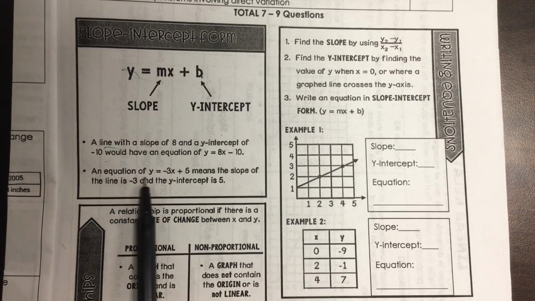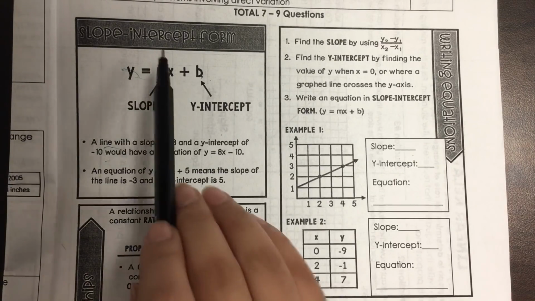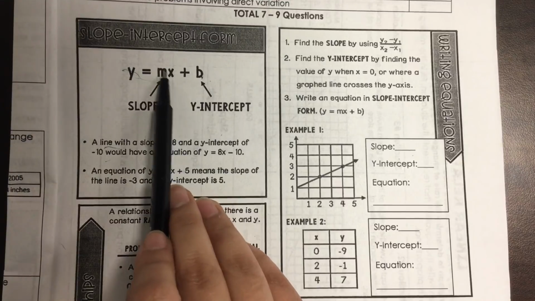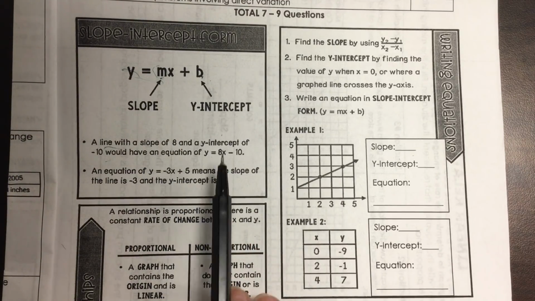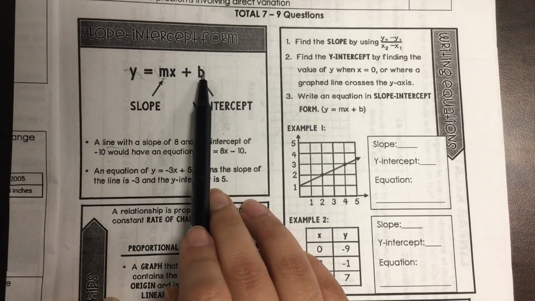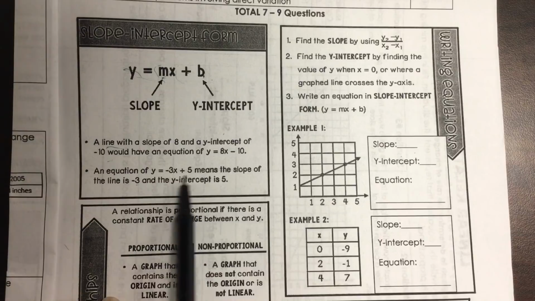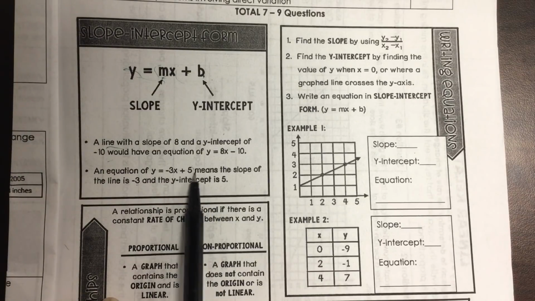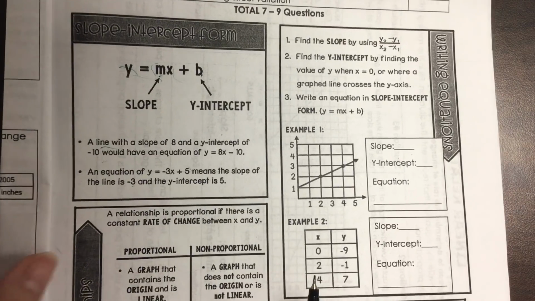Another example, an equation of y equals -3x plus 5 means that the slope is -3. So if we look, m is attached to x, so that's going to be our slope. Here, the -3 is attached to x, so we know that's our slope. And then b, the y-intercept, is on its own. The 5 right here is on its own, so we know that this is the y-intercept, and it's a +5.